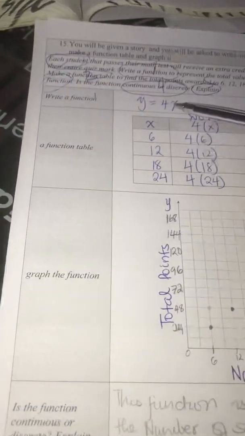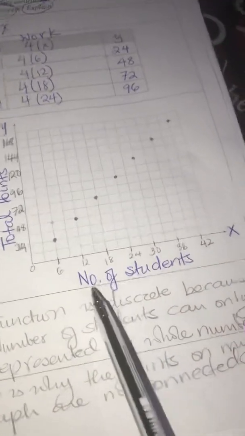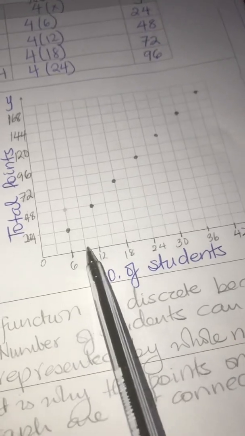So I'll get a mark for writing my function. I'll get a mark for doing my table correctly. I'll get a mark for doing my graph correctly. Remember graph. To get a mark, there has to be an x, 0, y. You must label your numbers correctly. You can't skip 1 box and then skip 2 boxes.